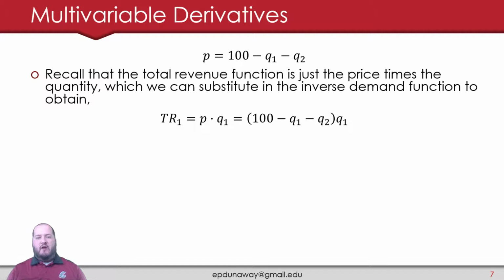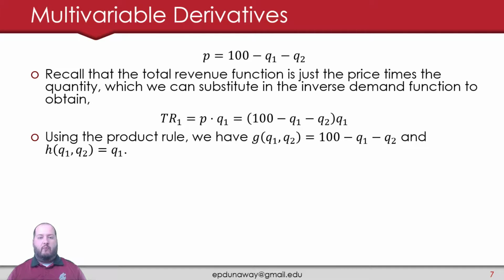Remember that our total revenue function is just the price times the quantity. Again, we're going to use firm 1's quantity, and I can substitute in the inverse demand function for the price to obtain the total revenue for firm 1 as 100 minus Q1 minus Q2, all of that in parentheses, times Q1. Then to get the marginal revenue, I'm going to take the partial derivative of that with respect to Q1. Now, I can use the product rule for that.